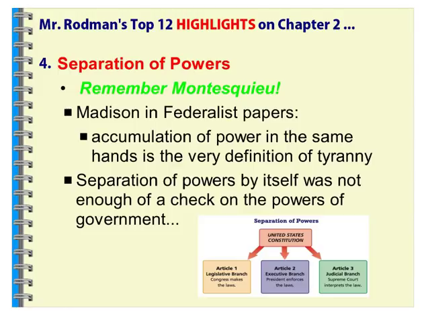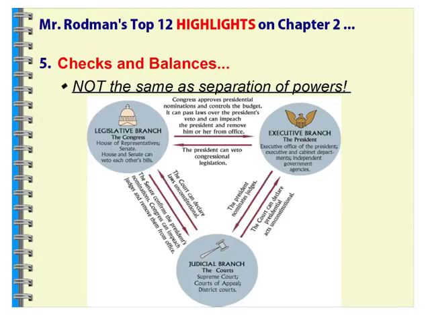So that wasn't enough in terms of the checks on the different branches in terms of their roles and responsibilities. And it is different here because the roles of the branches are the powers. Those separation of powers are the roles and responsibilities. The checks and balances is how do they keep each other in check? How do they balance out the power between them? And this is how they do that.